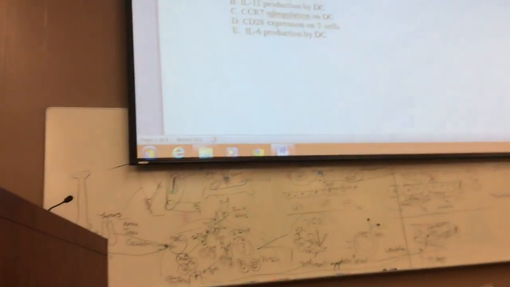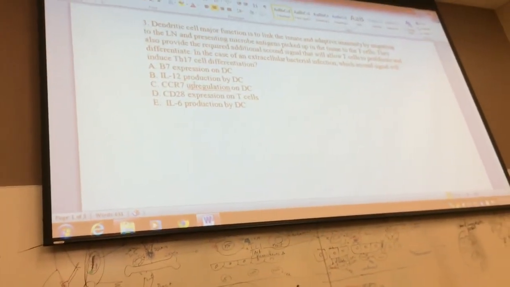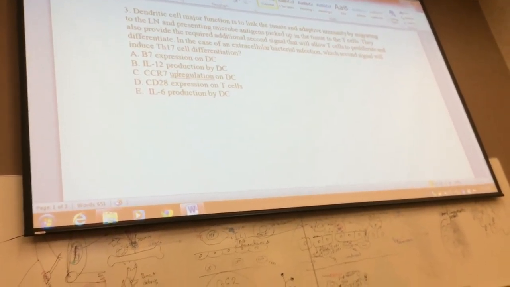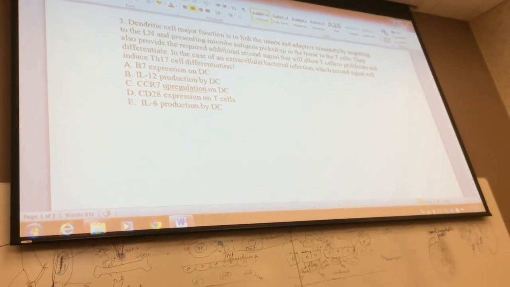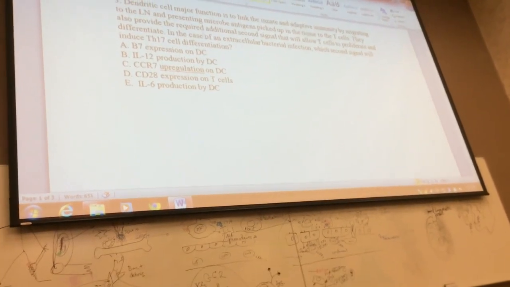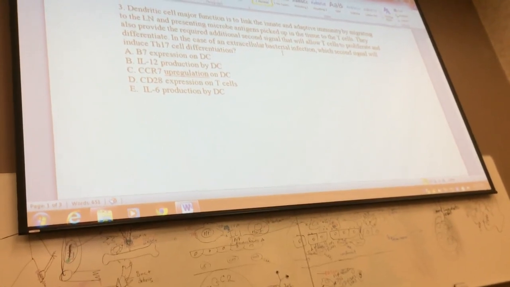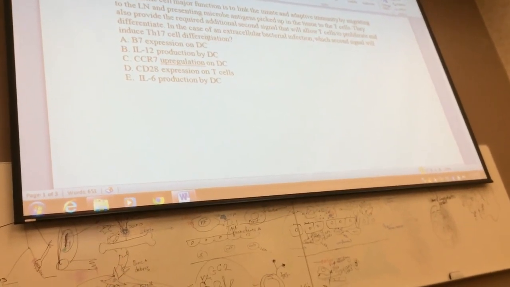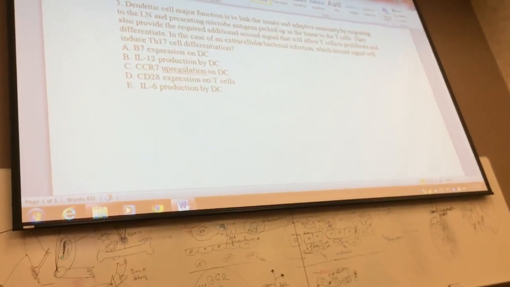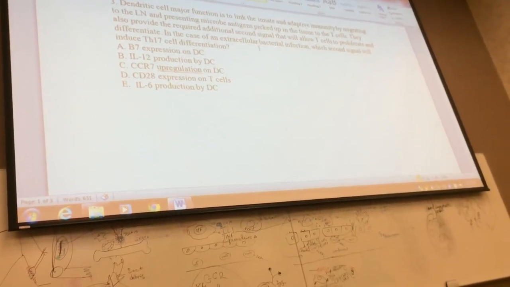Okay. Dendritic cells' major function is to link the innate and adaptive immunity by migrating to the lymph node and presenting microbial antigens picked up in the tissue to the T cells. They also provide the required additional second signal that will allow T cells to proliferate and differentiate. In the case of an extracellular bacterial infection, which second signal will induce Th17 differentiation?